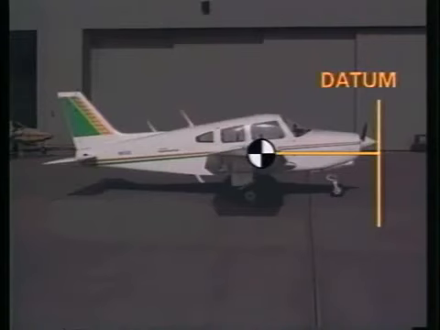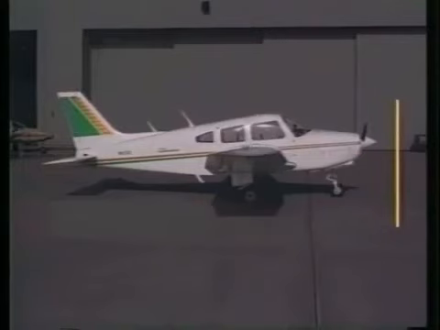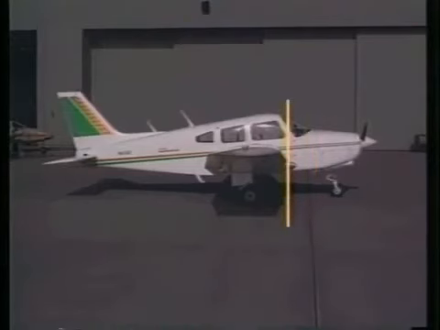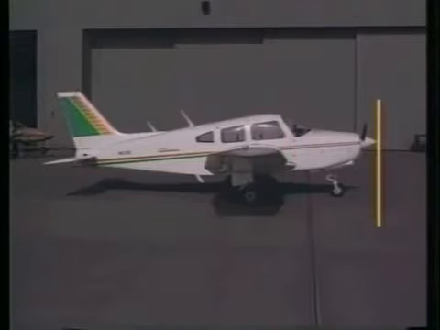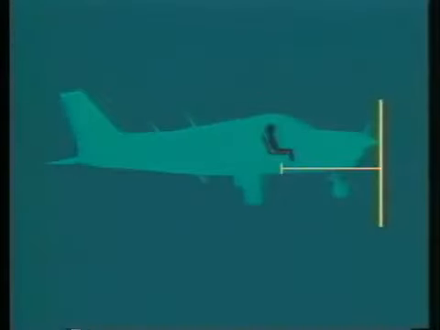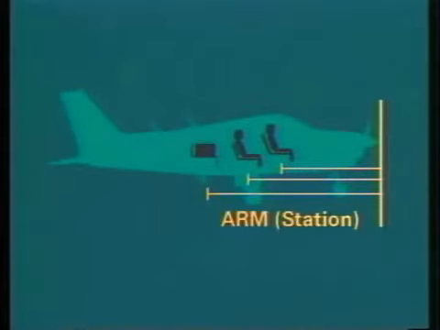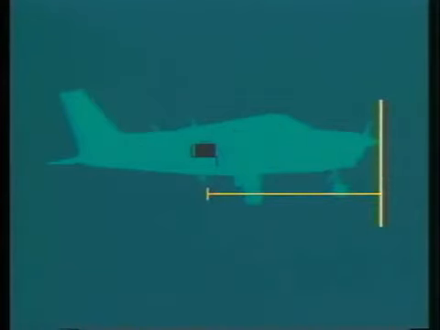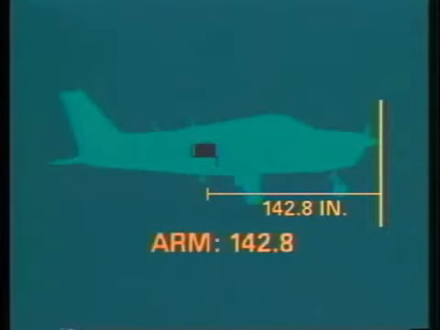The datum can be set anywhere the manufacturer chooses. Some popular locations are a point ahead of the airplane, the firewall, or the leading edge of the wing. For this airplane, it is located at the nose. The center of gravity for every component is located in relation to this point. The longitudinal distance in inches from the datum is called the arm or station. Since the baggage area for this aircraft is located 142.8 inches aft of the datum, its arm is considered to be 142.8.